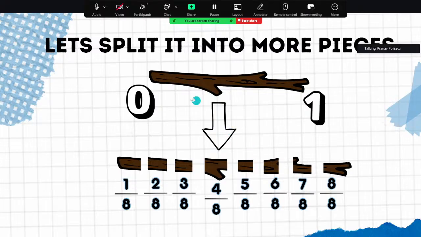And if you notice, it is still 0 at the beginning and 1 at the end because even if we have more friends to give it to, we still have the same stick, right? So the ending number doesn't change, it's still 1. And so doesn't the start.